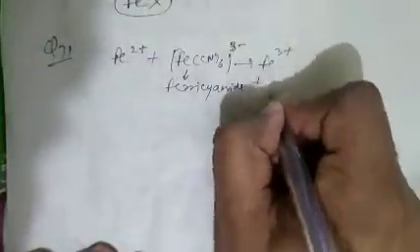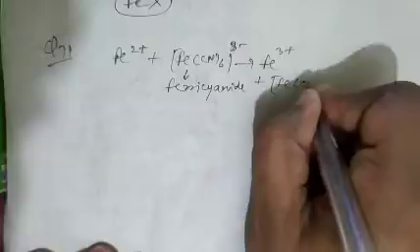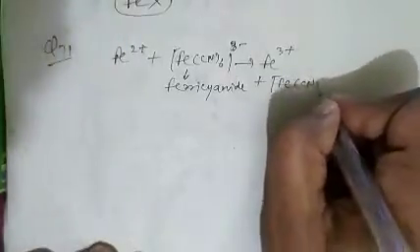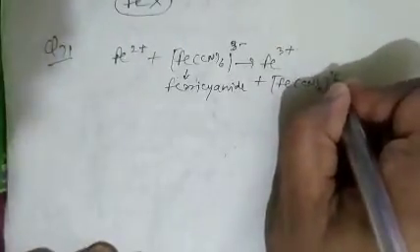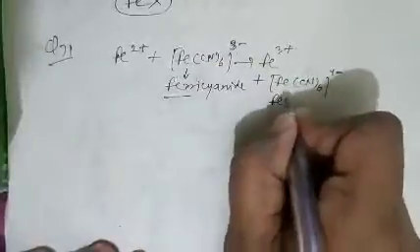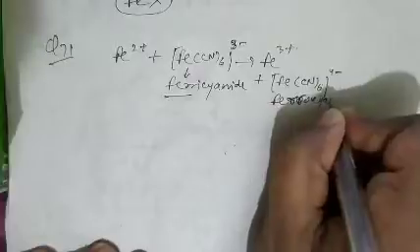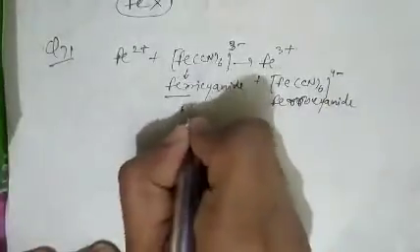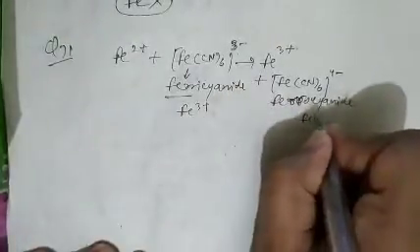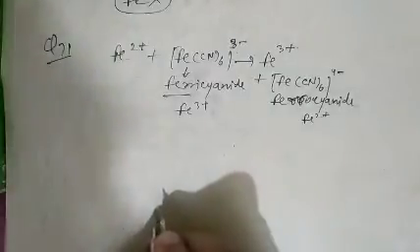and ferricyanide converted into ferrocyanide, Fe(CN)6 4 minus. So ferricyanide gets converted into ferrocyanide, plus 2 state. In ferricyanide, iron is in the plus 3 state, and in ferrocyanide, iron is in the plus 2 state.